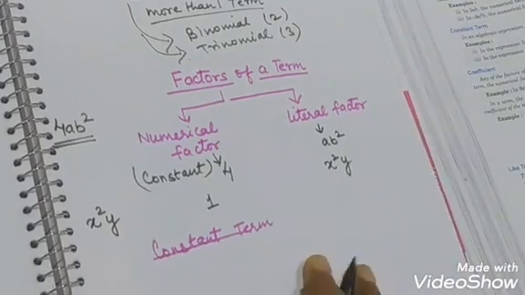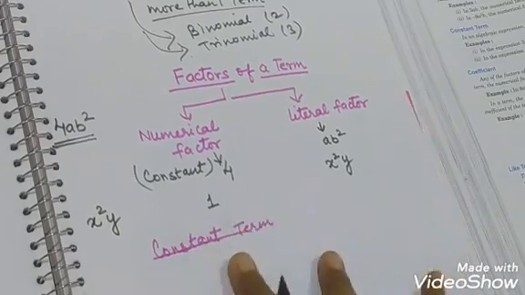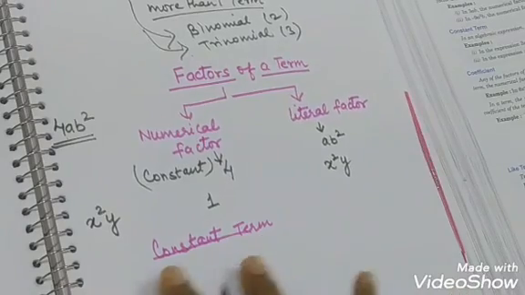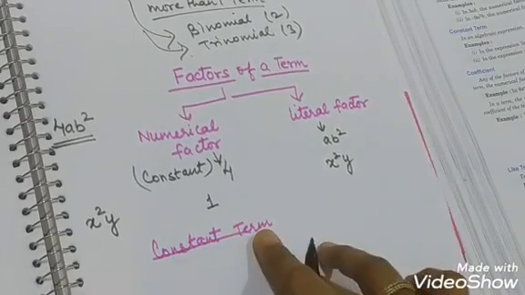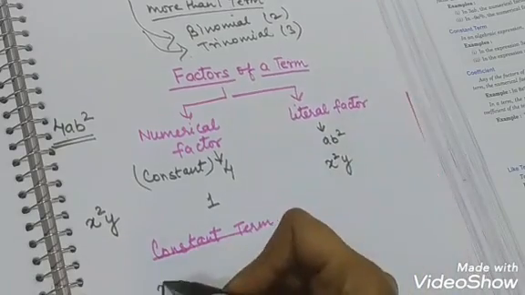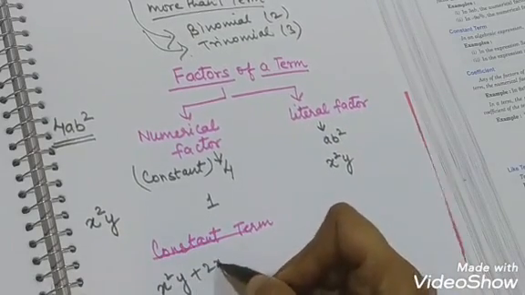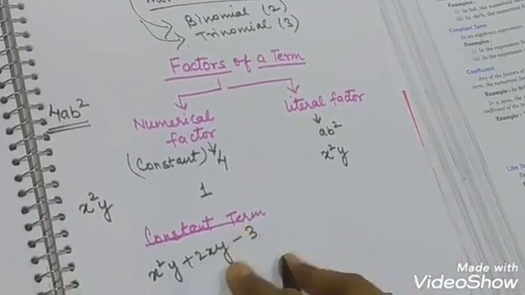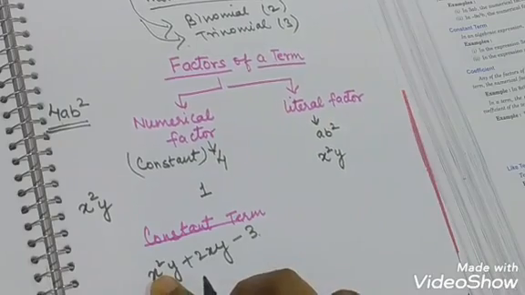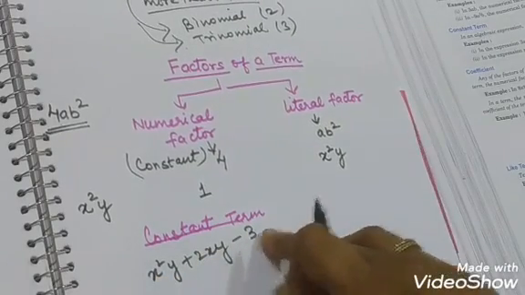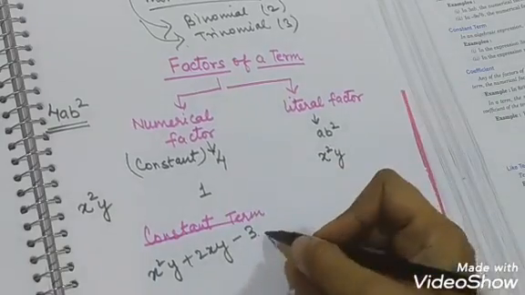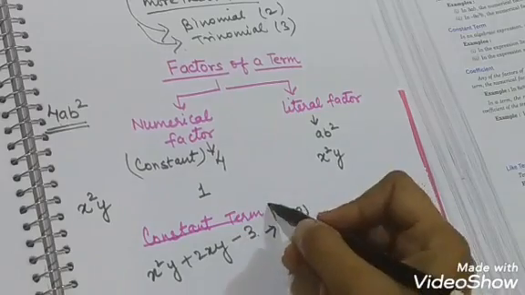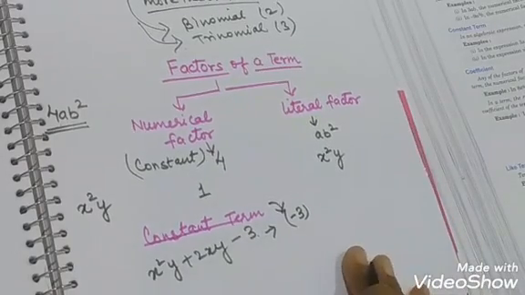So what is a constant term? If any term of an algebraic expression does not contain any variable, does not contain any literal, then that term is called a constant term. For example, x square y plus 2xy minus 3. In this algebraic expression, the first two terms contain literals, but the 3 does not contain a literal. So this is called the constant term. Minus 3 will be the constant term in this algebraic expression.